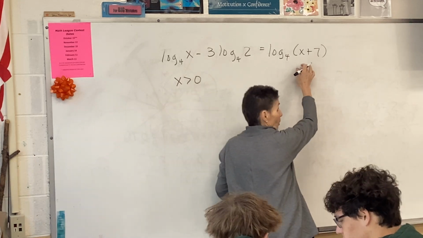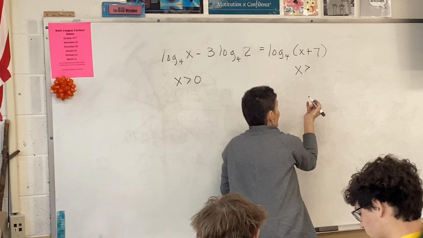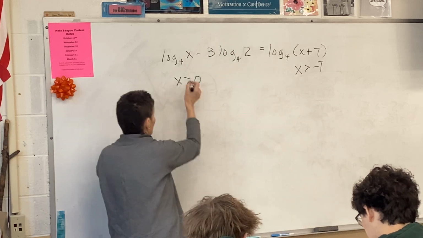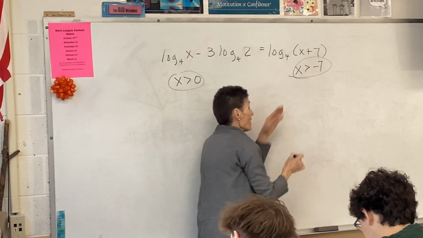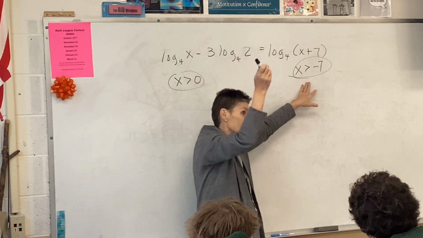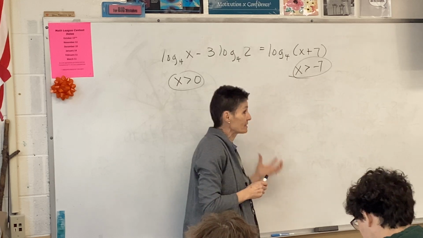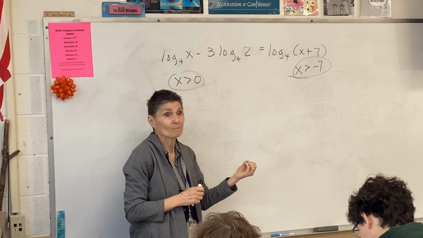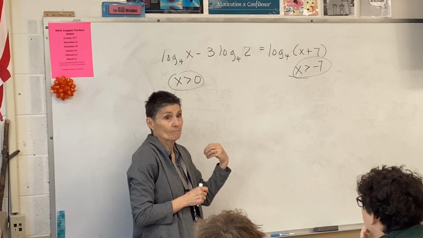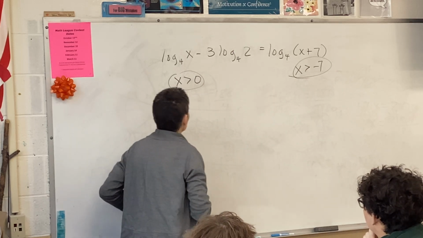And this one also has a stipulation, x would have to be bigger than what? -7. Now, since it has to be both of these, that one doesn't really matter. So obviously it has to be bigger than 0. But you want to think about that, because when you solve this out, you could get an extraneous root. And it would be extraneous because it doesn't meet these qualifications. All right? So here we go. Let's solve it.